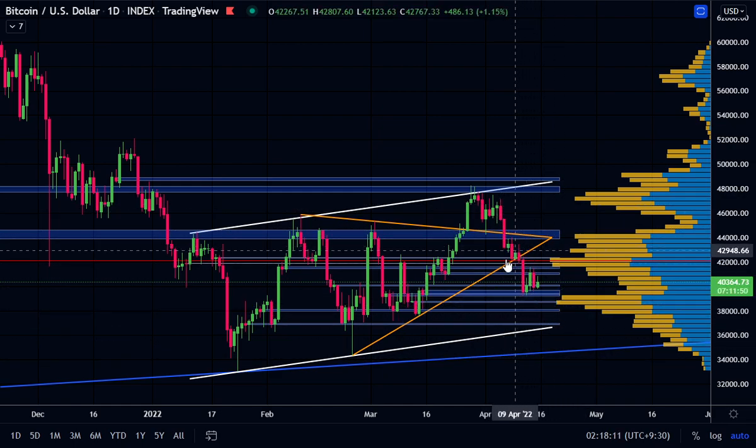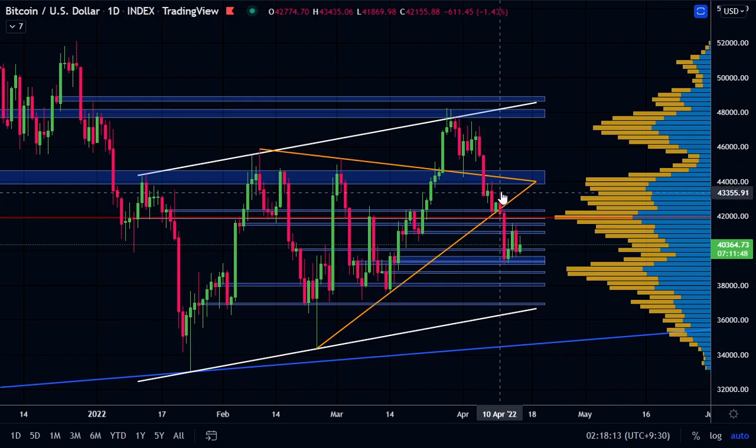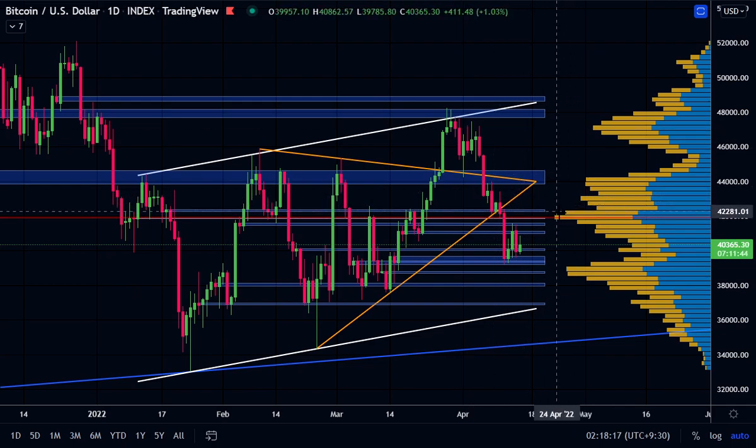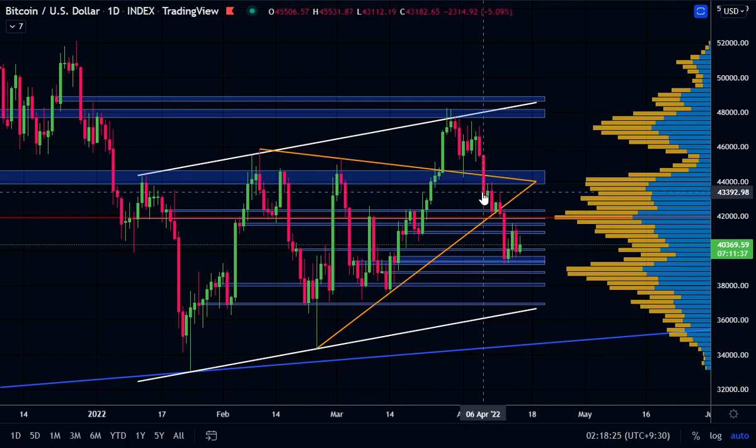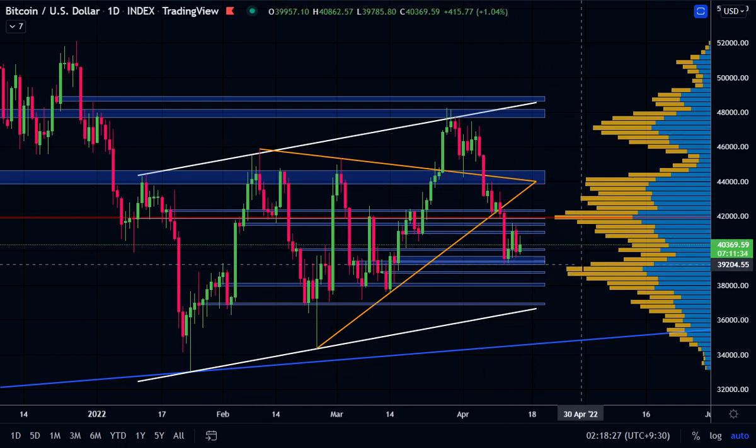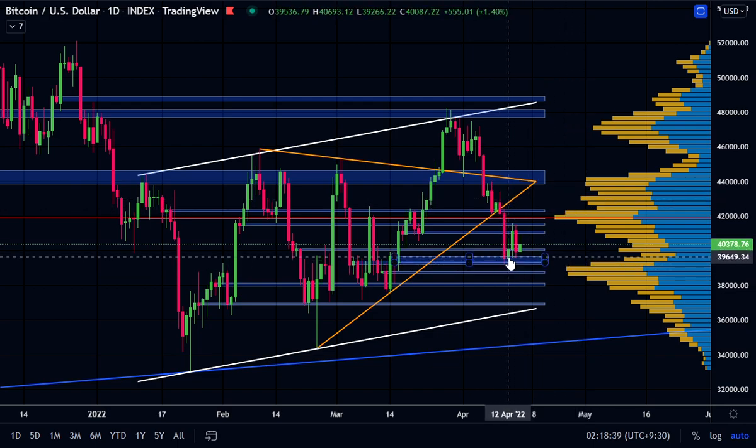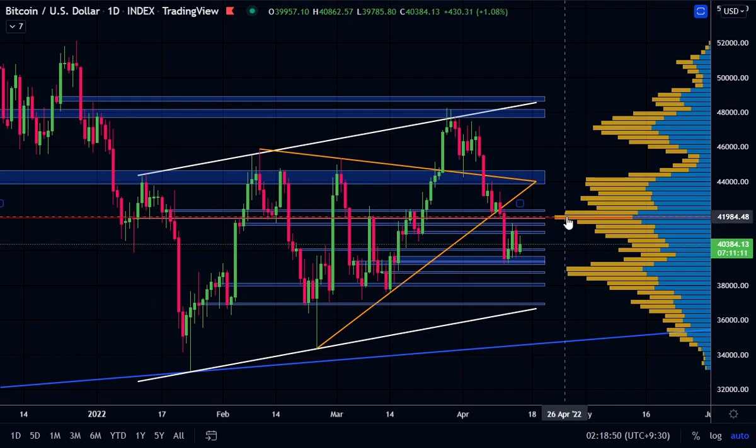We were looking for this 42k area to hold here and act as support, as we did see that spike on the VPVR in that area. And I said, if we lose this area and break this triangle pattern, I'd expect us to come down to the next spike on the VPVR around 39k. And that's pretty much where the price has gone. So this is the key area to get back above in the short term, back above 42k.